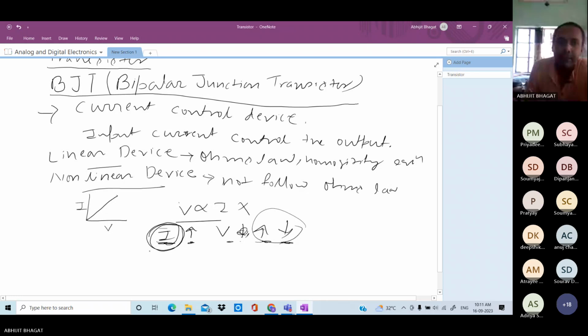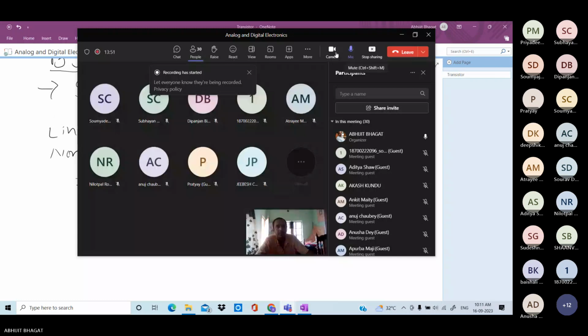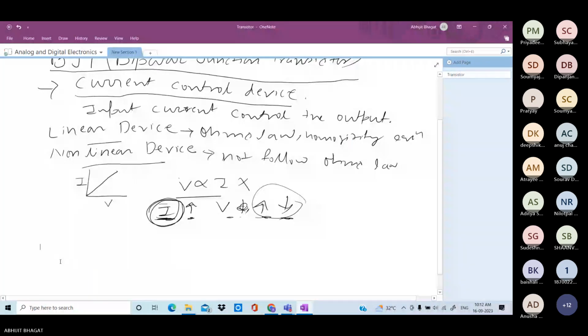Clear. Unipolar device. Next is unipolar device and bipolar device. Unipolar device and bipolar device. What is it?